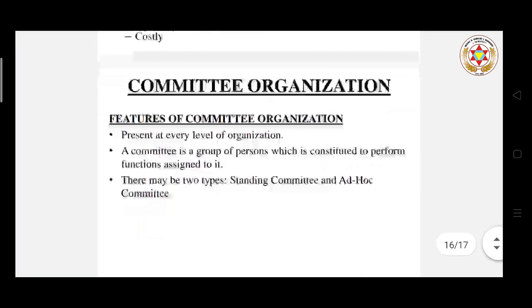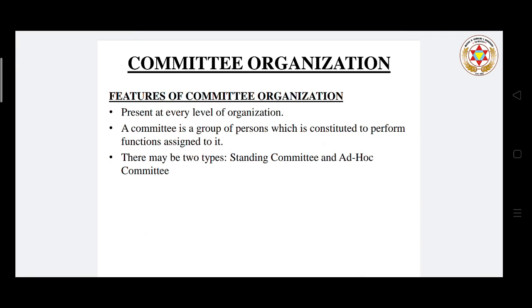The next in the departmental organization is the committee organization. Committee organizations are present at every level of the organization. Committee is a group of persons which is constituted to perform functions assigned to it. There may be two types of committees, like standing committee or ad hoc committee. Standing committee is basically for a longer period of time, like finance committee or the purchase committee, etc. But ad hoc committee is for a specified period of time, like a committee which is constituted to suggest disciplinary action against an employee committing something wrong.